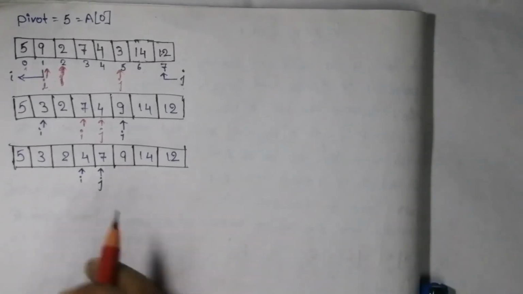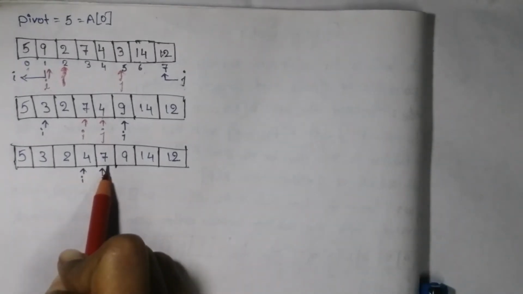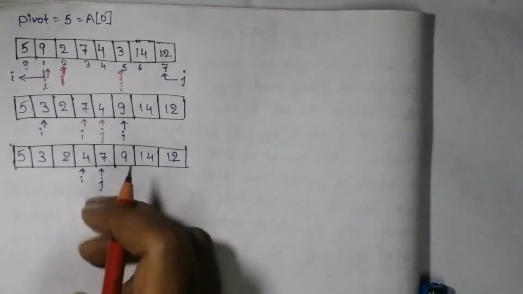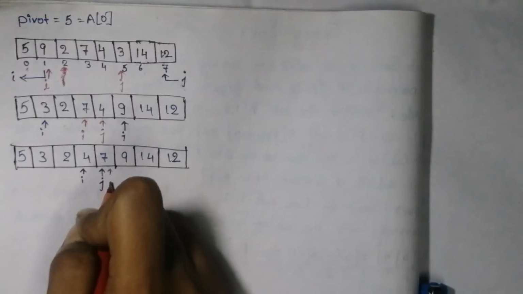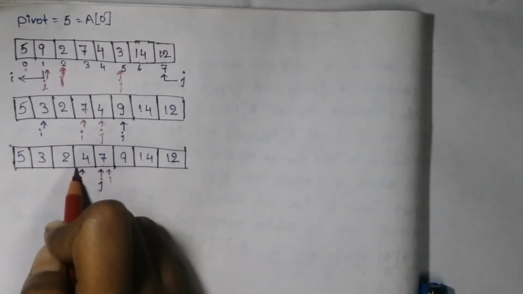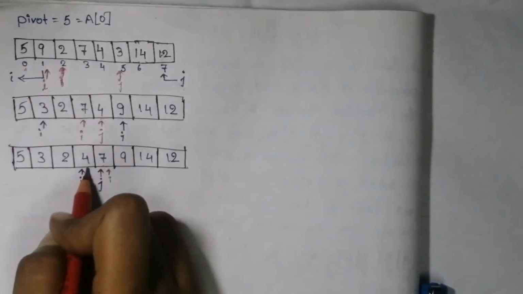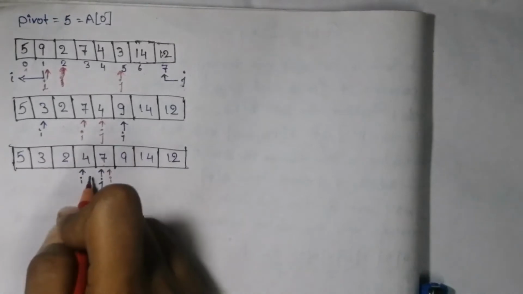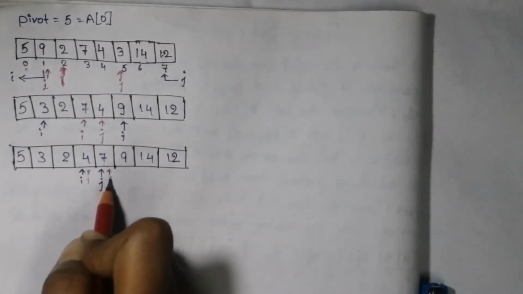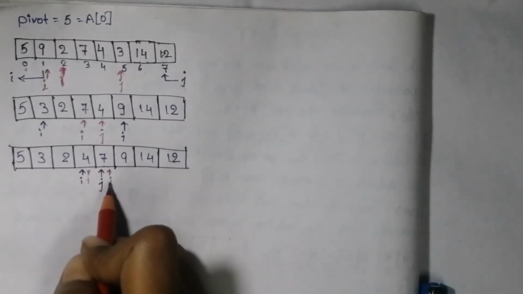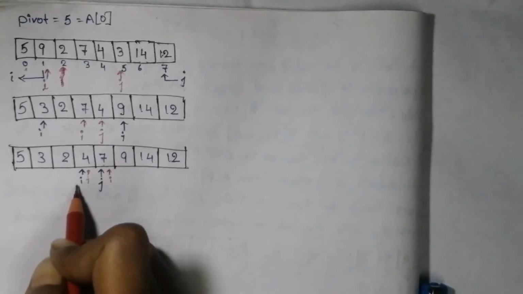So now we will again increment the value of i and compare it with the pivot element. Is 7 greater than 5? Yes. So i will point to this element, right? And we will decrement the value of j and compare it with the pivot element. So is 4 less than 5? Yes. So j will point to this element. But here we will not interchange the position of i and j. Why? Because i is now greater than j.